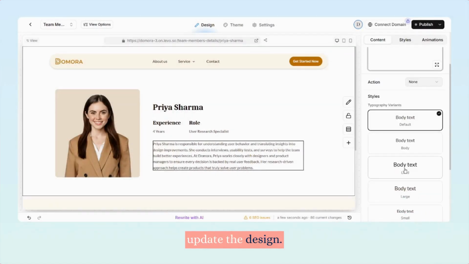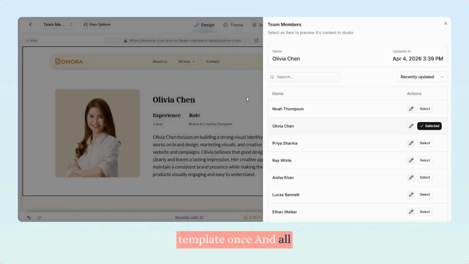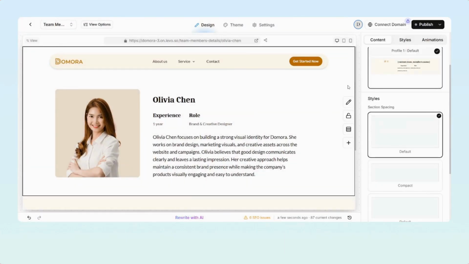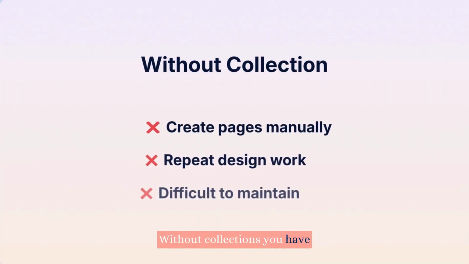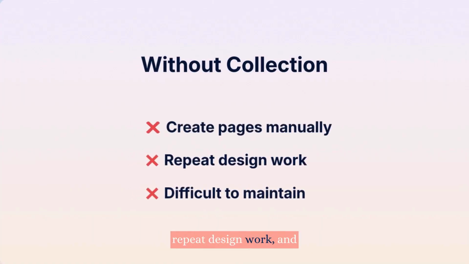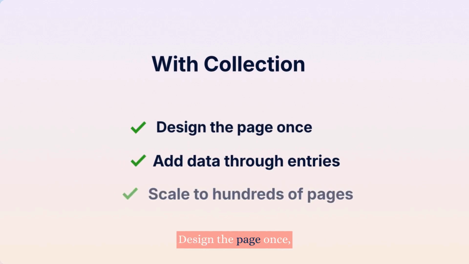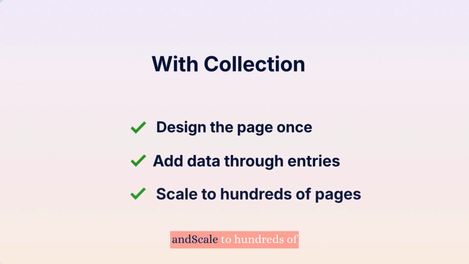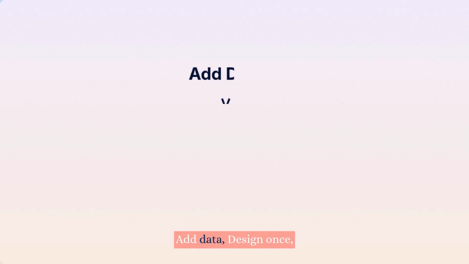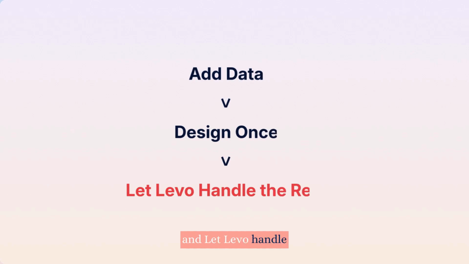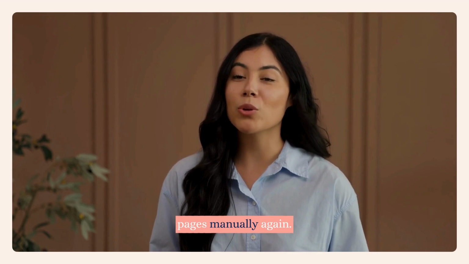Or you want to update the design. You don't edit multiple pages. You just update the template once and all pages update instantly. Why is a collection powerful? Without collections, you have to create pages manually, repeat design work, and it's difficult to maintain. With collections, you will design the page once, add data through entries, and scale to hundreds of pages. This is the core idea behind collections. Add data, design once, and let Levo handle the rest. Once you start using collections like this, you'll never want to create pages manually again.